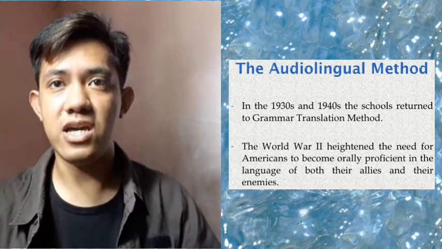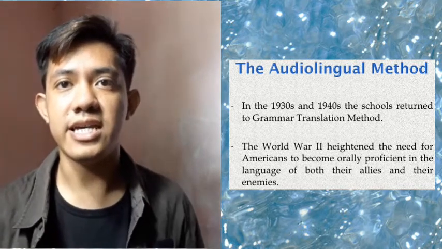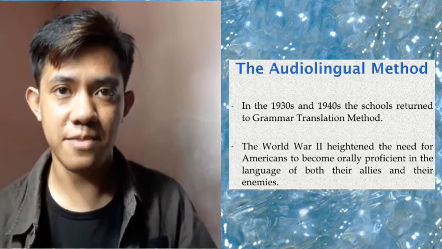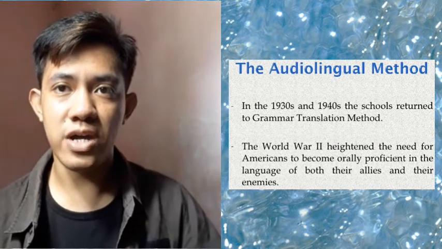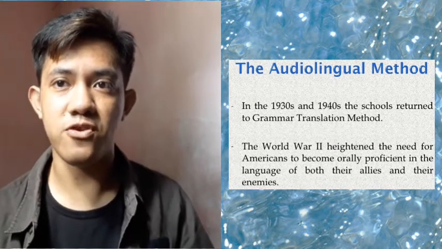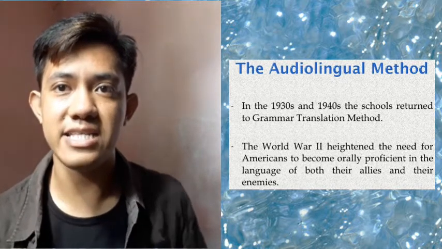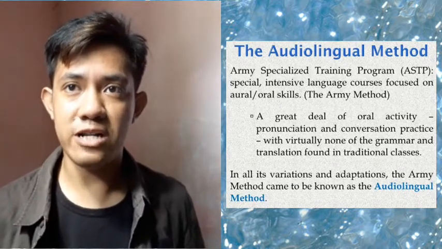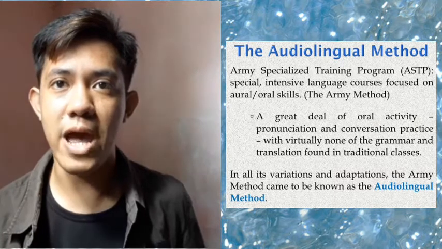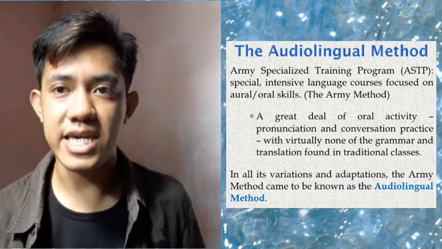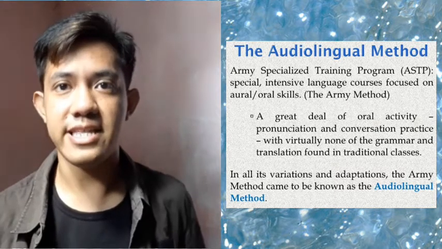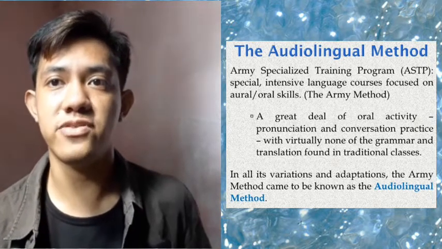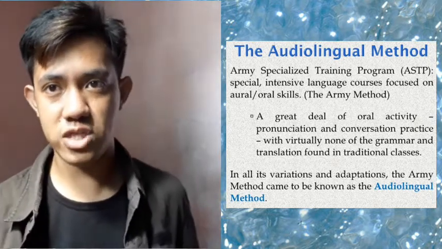The next method is the Audiolingual method. In the 1930s and 1940s, the schools returned to the grammar translation method. World War II heightened the need for Americans to become orally proficient in the languages of both their allies and their enemies. So the background of the Audiolingual method is the Army Specialized Training Program. They made this Audiolingual method. It involved a great deal of oral activity, pronunciation, and conversation practice, with virtually none of the grammar and translation found in traditional classes.